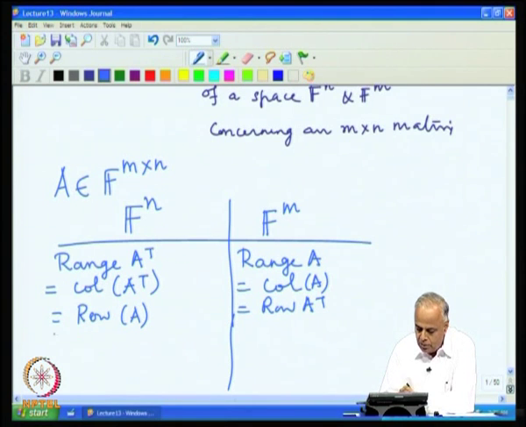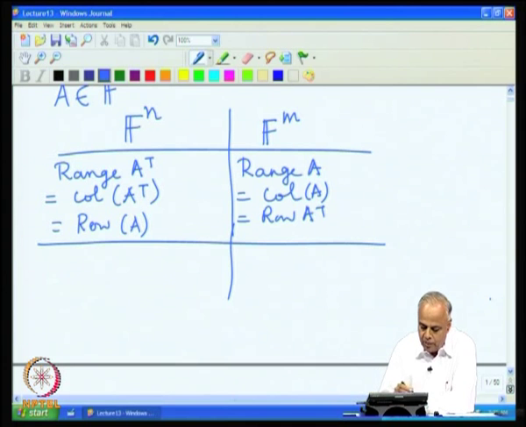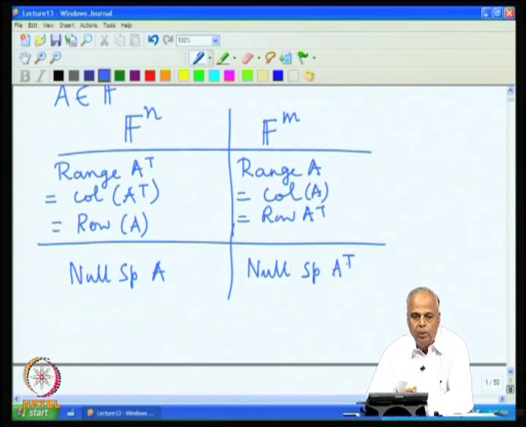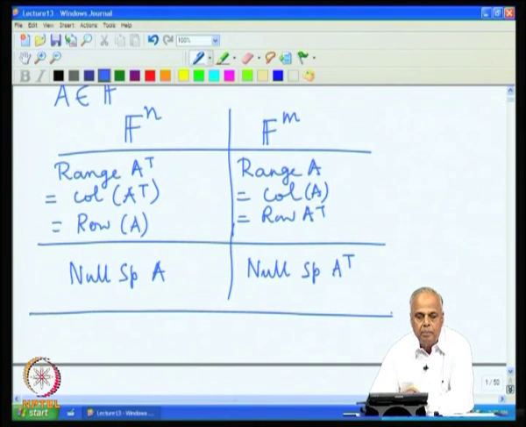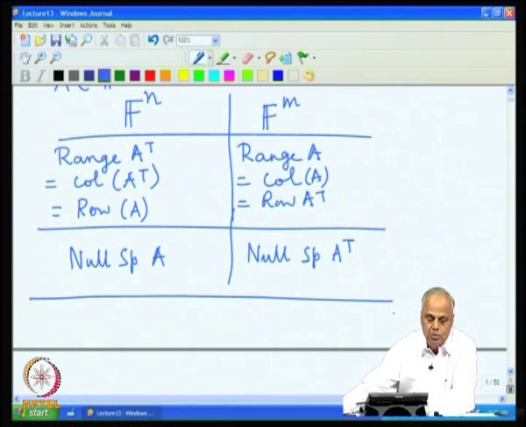So, this is the first subspace on either side, and then the second subspace we had was the null space of A on the F^n side and the null space of A transpose on the F^m side. So, these are the 4 important subspaces associated with a matrix A, and most of the analysis to answer our questions depends on the analysis of these 4 subspaces.